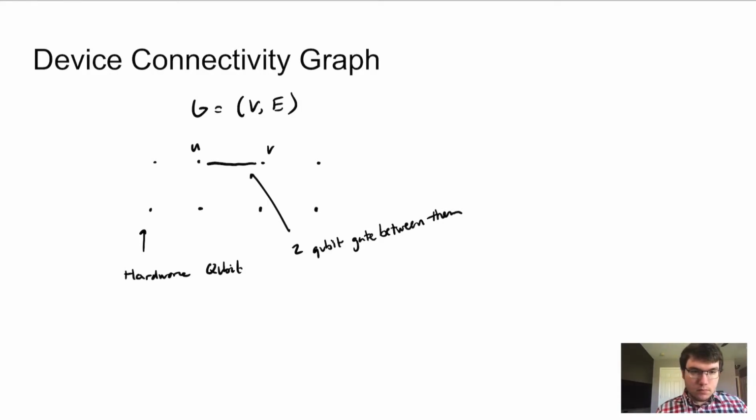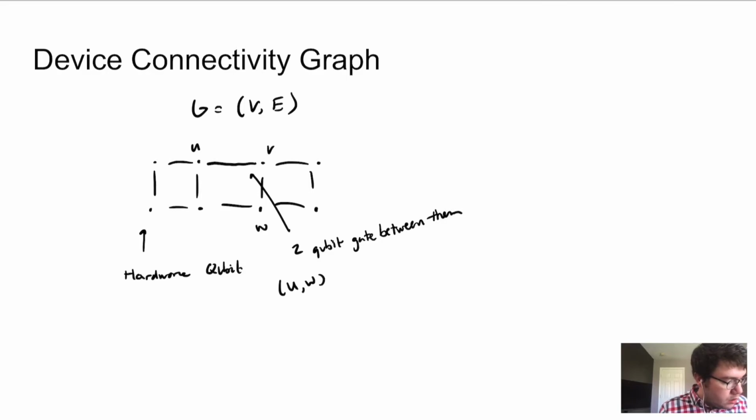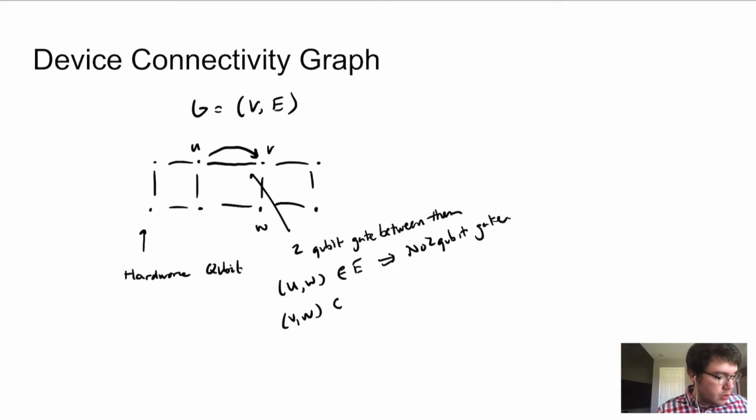So say, for example, this is a superconducting device. I might fill this out into a grid. But of course, this means that, say I have W down here, the edge UW is not in my edge set. This implies that we cannot do a 2-qubit gate. And this would require us to move U to V before we can, because VW is in the set. So we can do that gate.